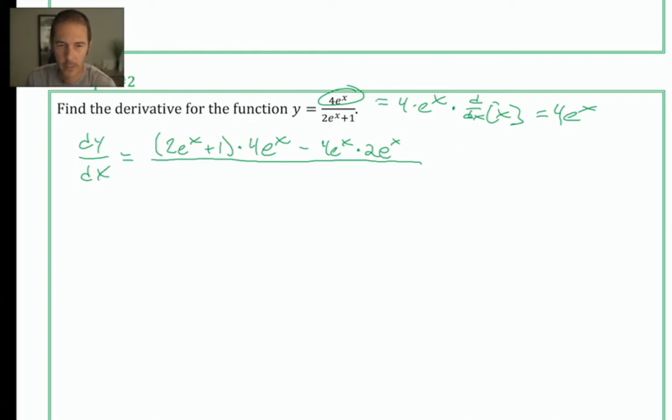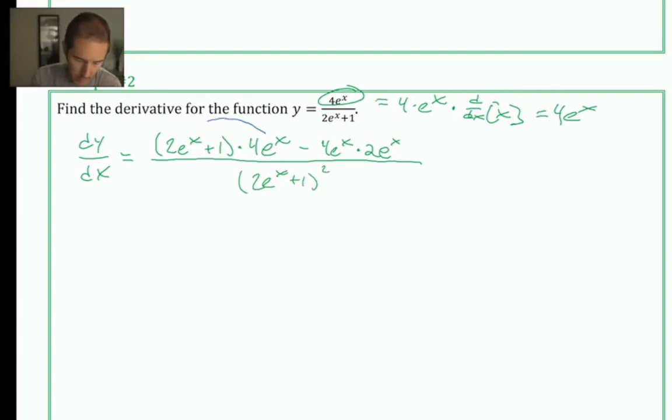In the denominator, we've got low d high minus high d low, all divided by the denominator squared, or low squared, or low low: 2e to the x plus 1 squared. Great, so now let's just clean this up a little bit.